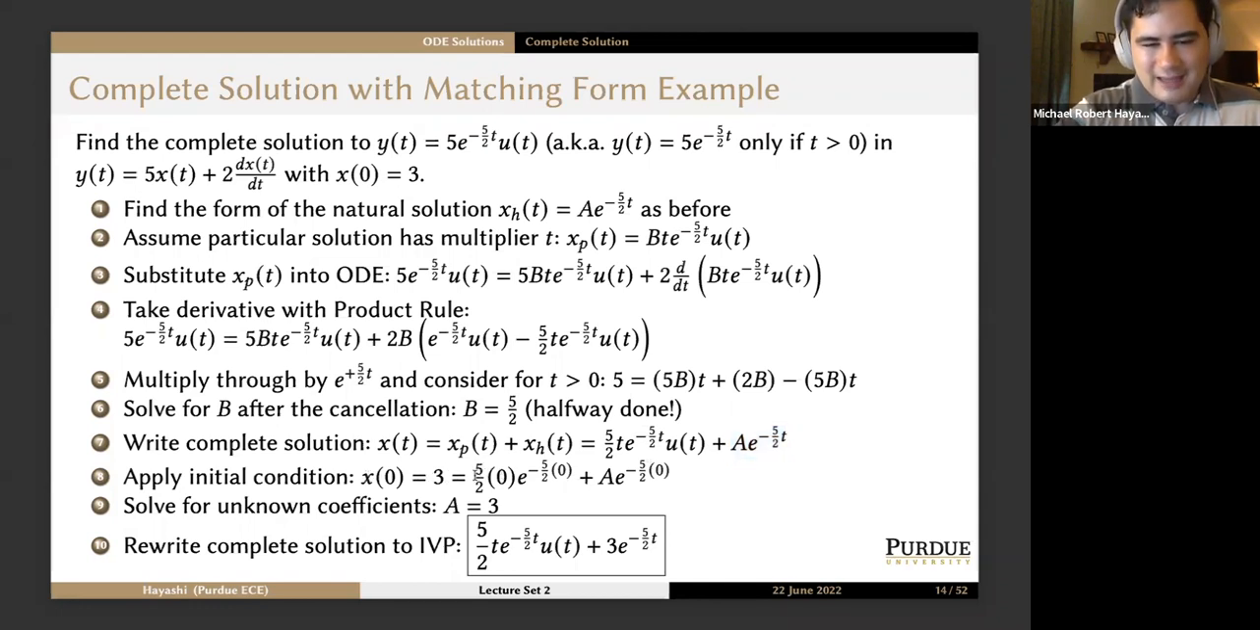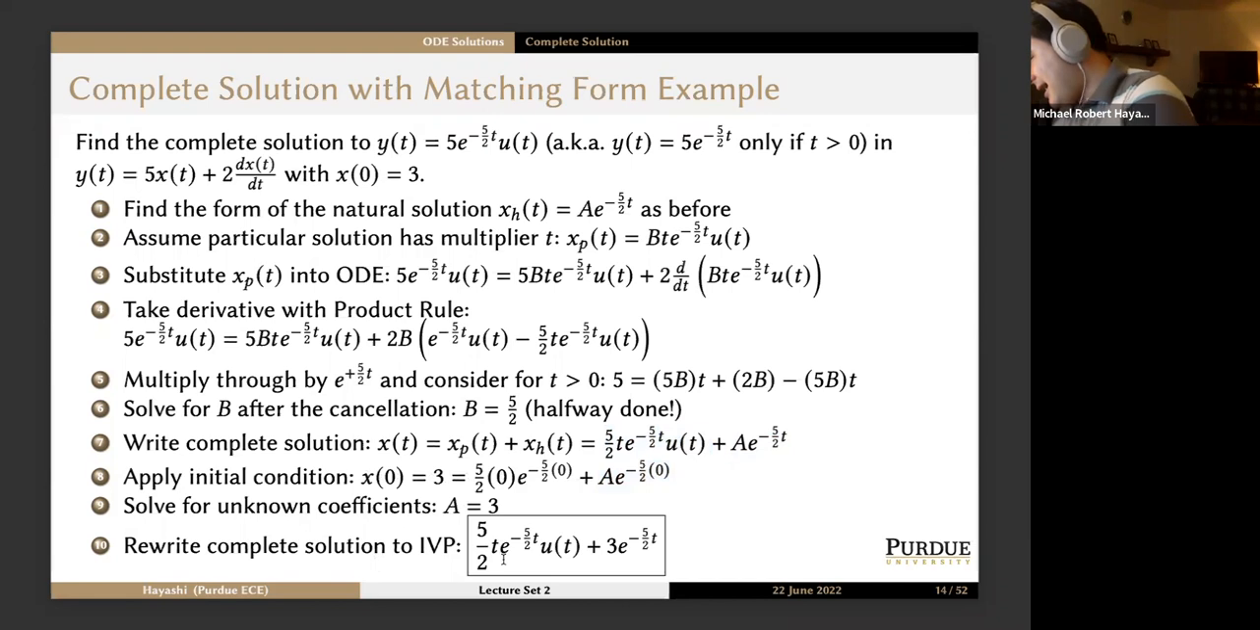And we get at time equals 0, this entire term cancels out because it's multiplied by t equals 0. And then we get plus a e to the negative 5 halves times 0. So we just get that a is equal to 3. And we can rewrite our complete solution to the IVP as x of t equals 5 halves t e to the minus 5 halves t u of t plus 3 e to the negative 5 halves t.